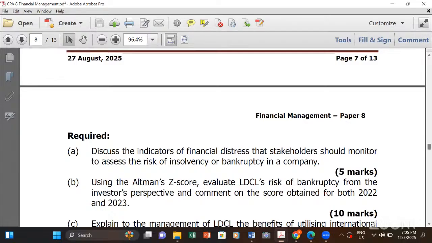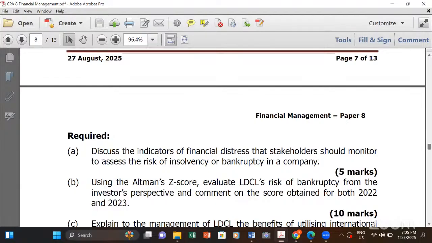Altman did not want to bother people. He came up with a small formula, so that I can know a company that is going to go bankrupt by my formula. How? He came up with what we call the Altman Z-score formula.